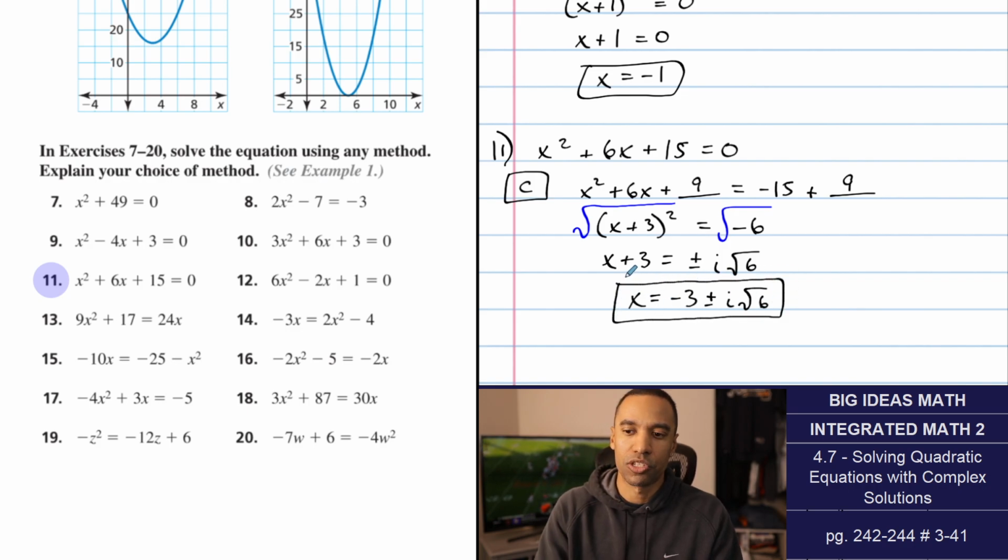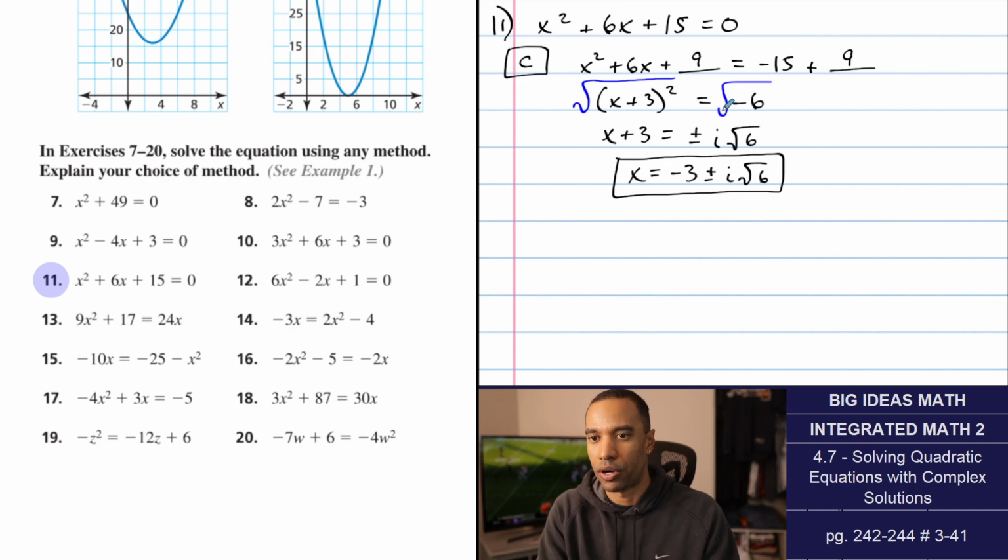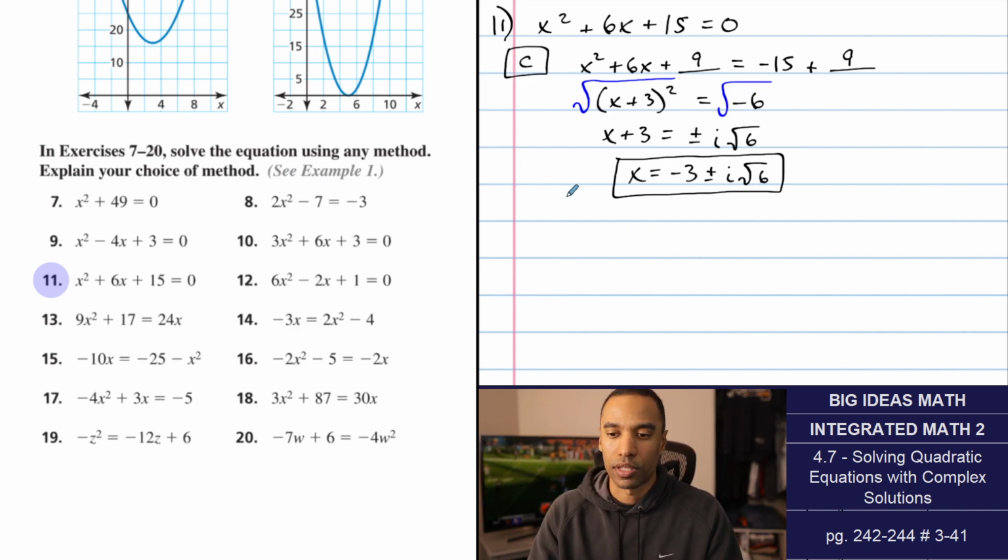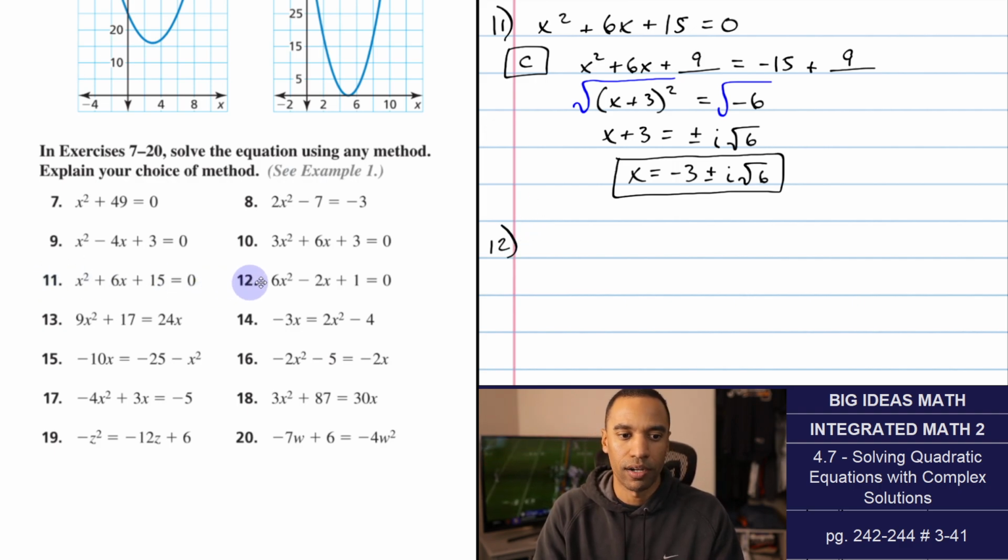So I go with completing the square. You have two options, completing the square or quadratic formula. I went with completing the square. You'll see me do completing the square in all those situations when it's non-factorable, and I have a 1x squared. I can get it down to a 1x squared with an even linear coefficient. If not, I would use quadratic formula.